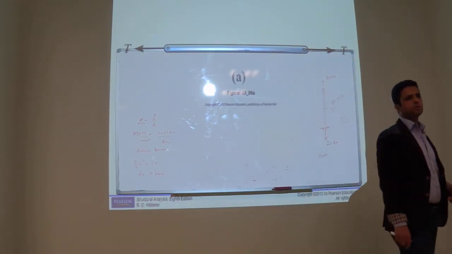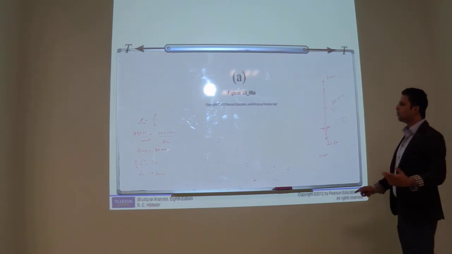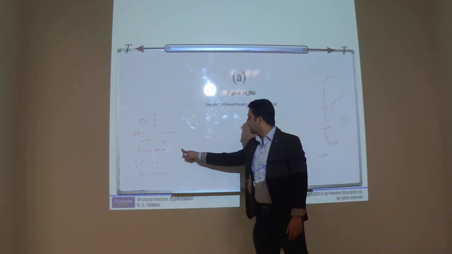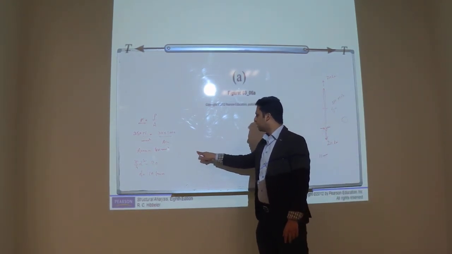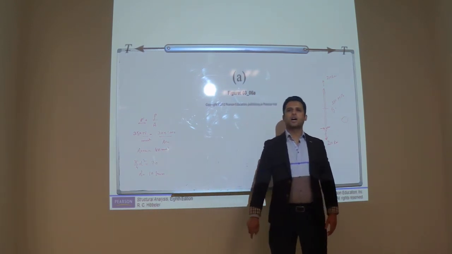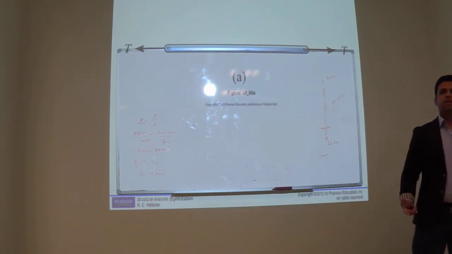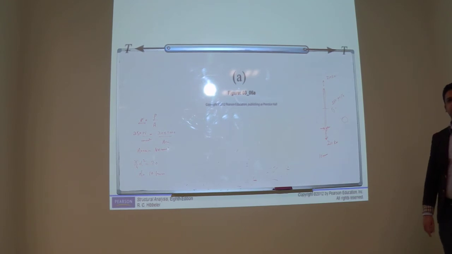So if you want to provide a square bar, how much would be the size of the square? Just take the square root of 80. It will be 9 something, 8.9. Okay, so that's the line.